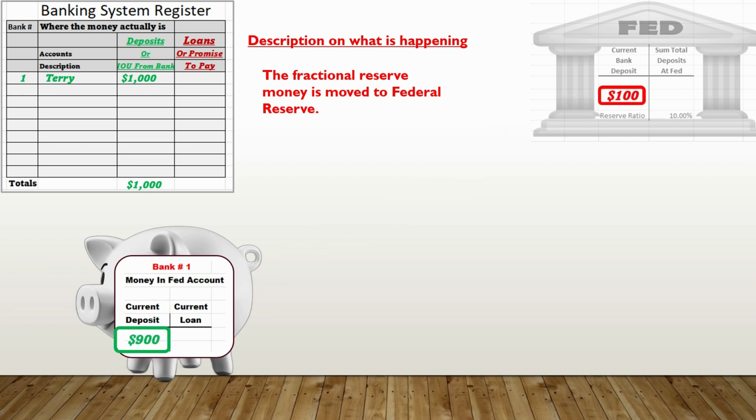For our purpose, we will choose a reasonable 10% ratio, although that ratio varies and is actually set by the Federal Reserve. The bank then has $100 in its Federal Reserve account, and under our fractional reserve system is allowed to lend the $900 that's left. All this seems logical. And everything seems fine.